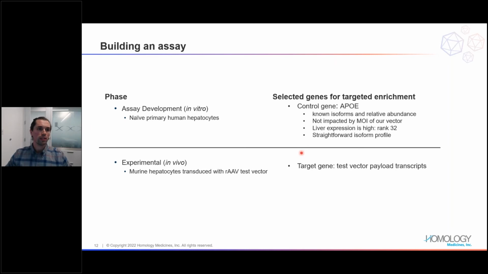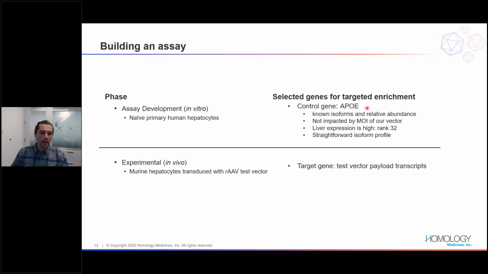So I'm going to go through a little bit about how I built this assay in terms of the two different phases that we initially had with it. For assay development, I used a couple of in vitro samples. These were just naive primary human hepatocytes. They had not been transduced with any virus. And from there, I was looking for just a control gene, ApoE.